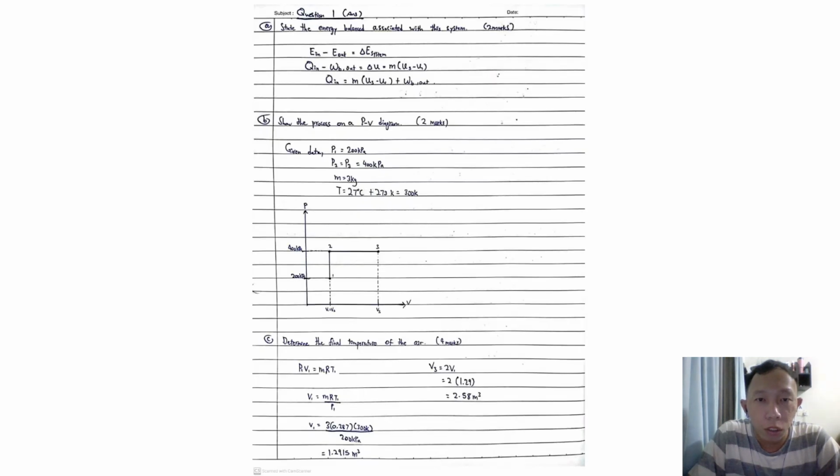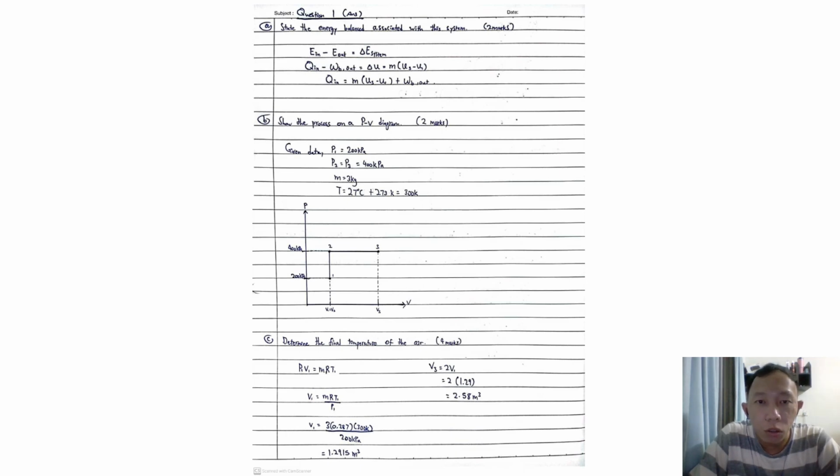For question 1, the answer is A. State the energy balance associated with the system. So the answer is E: energy in minus energy out equals the change in E of the system, where the E in is Q in and the E out is work.